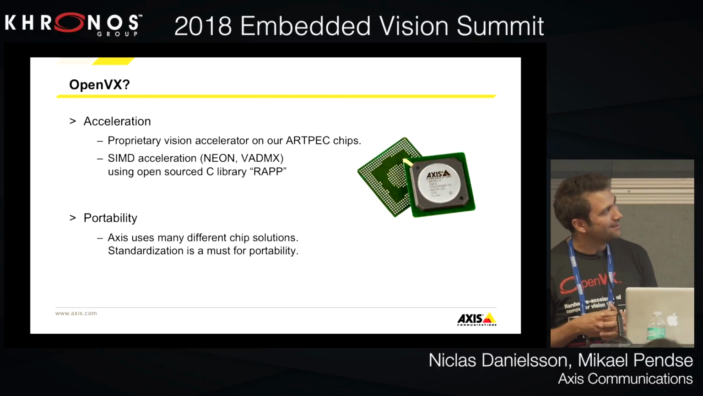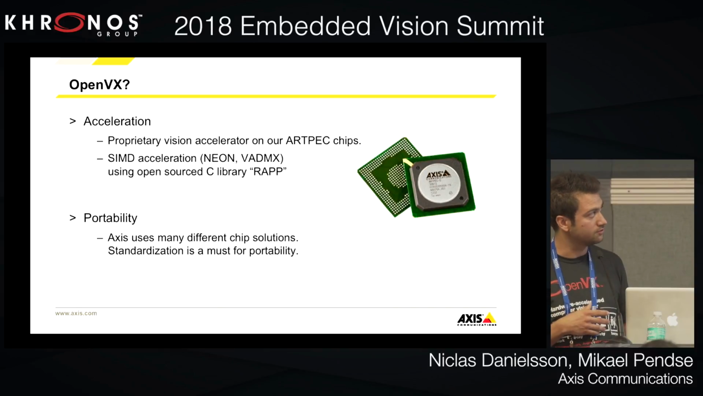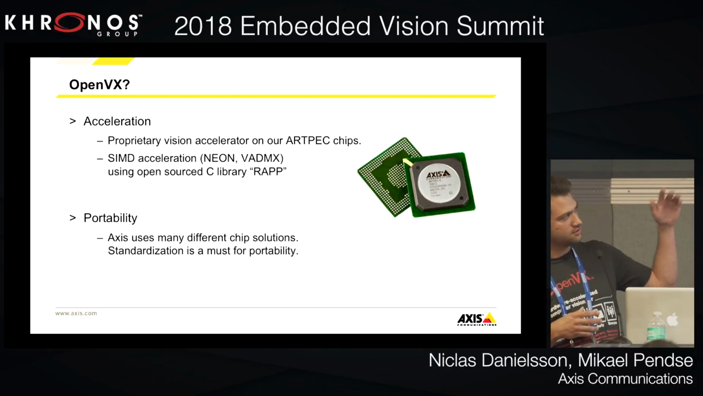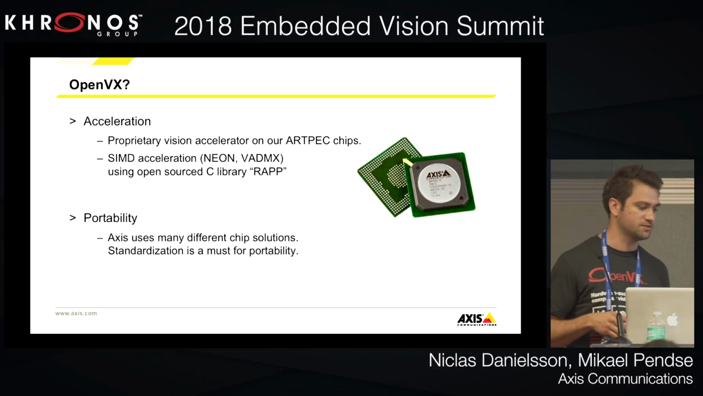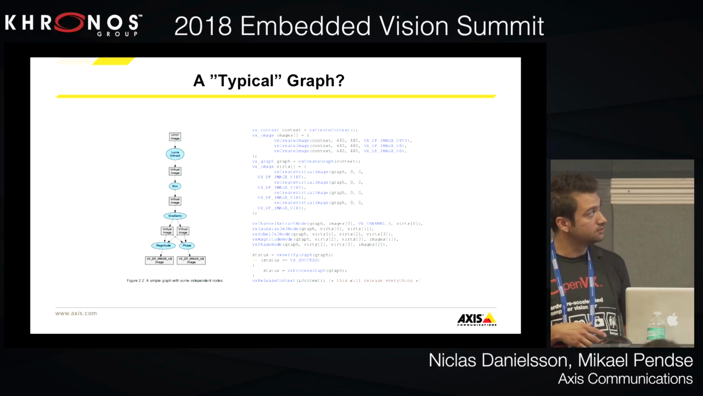We have SIMD acceleration for our other chips, or older chips, which don't have this vision accelerator, or for chipsets we buy from other vendors. So Neon, AVX, and we use a C library that we open sourced, called RAP. It has SSE and all that kind of stuff, other SIMD processors. But this essentially creates two different implementations, right? We want to have portability. That's what OpenVX is all about, and we want to have one single implementation from an algorithm view.